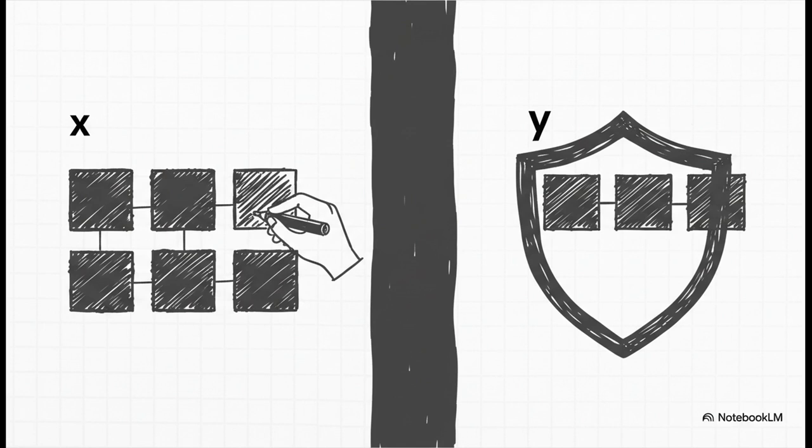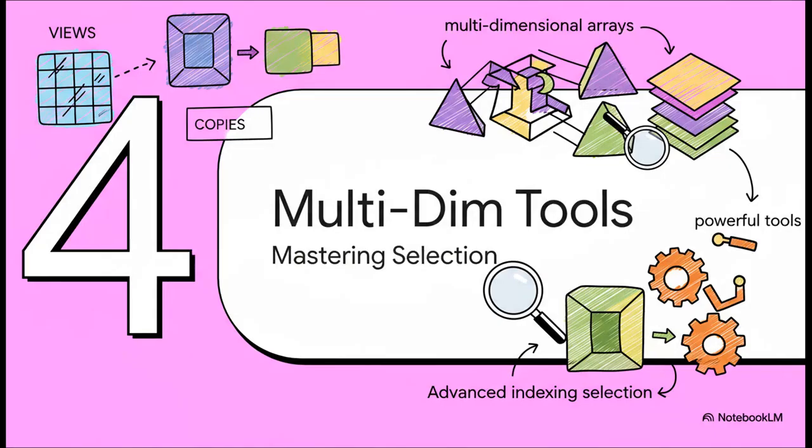Because y is a copy. It's living in its own world with its own data, totally safe from any changes we make back in x. Okay, so we've nailed the core difference between views and copies.